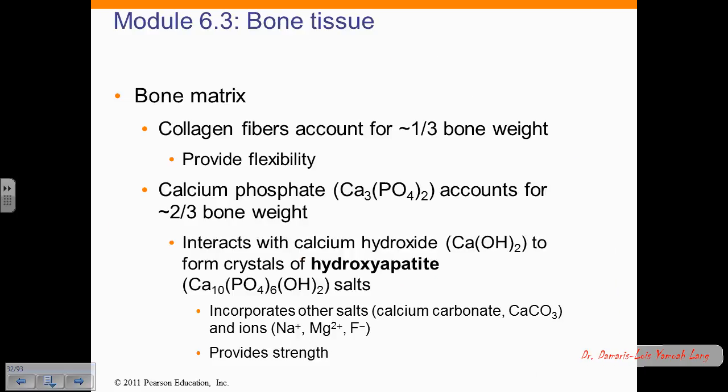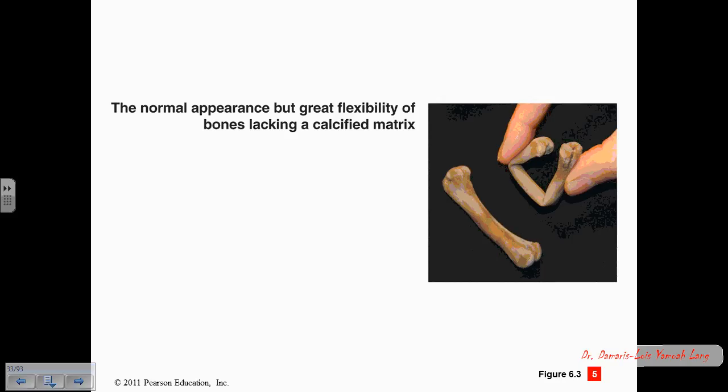So like I said, the bone matrix contains what? The ground substance, right? And the fibers. The fibers are what? Collagen fibers. It gives the bone strength and yet flexibility. And then the crystals, hydroxyapatite. There are some other salts as well, but it's mainly calcium hydroxide, calcium phosphate salt, calcium carbonate. It gives the bone the strength. So this stain shows a bone that has no calcium. Do you see how soft it is?